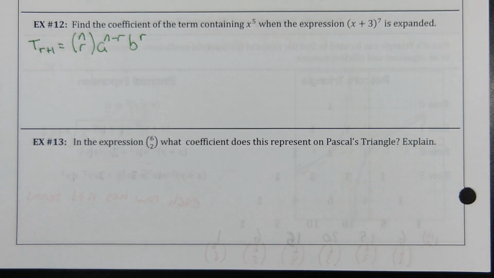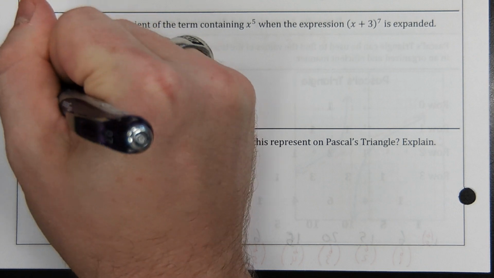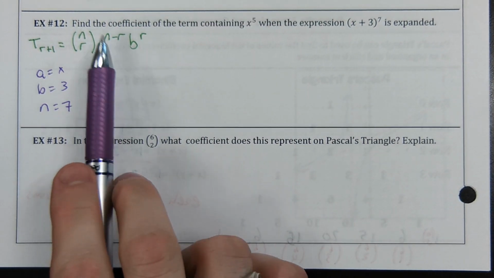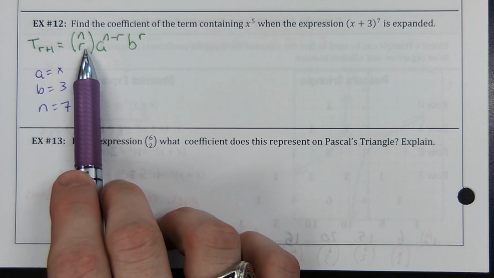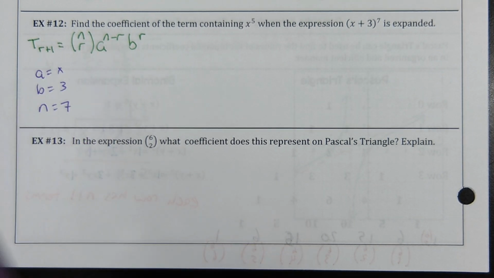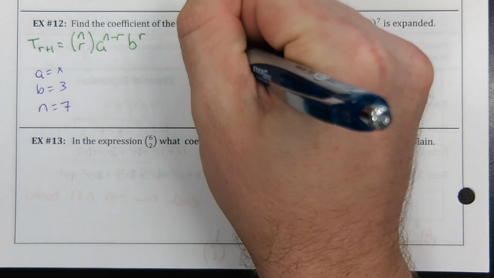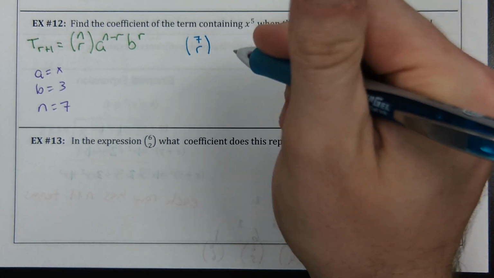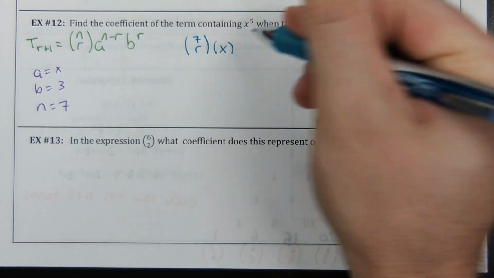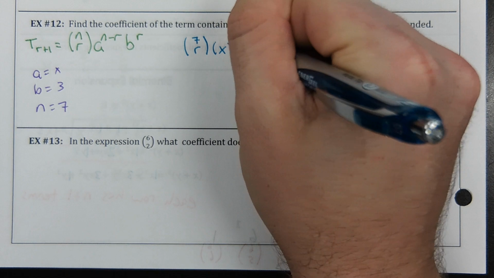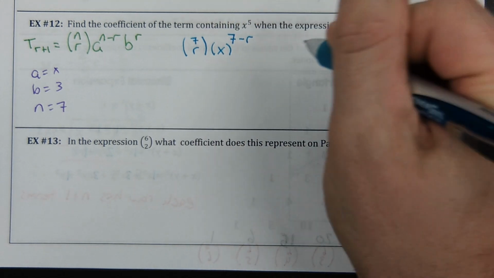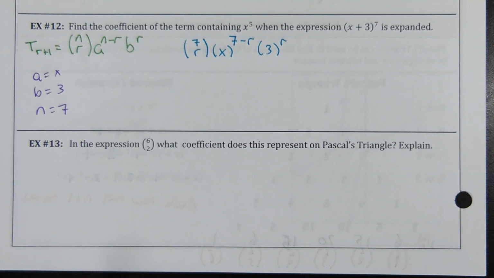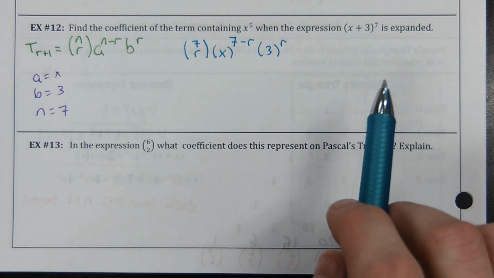We have A, we have B, we have N. A is X, B is 3, N is 7. So if you fill this thing out, what you get is 7 choose R, A, which is X, please put your A and B in parentheses, raised to the N minus R, B to the R. This will generate all of the terms of this expansion.